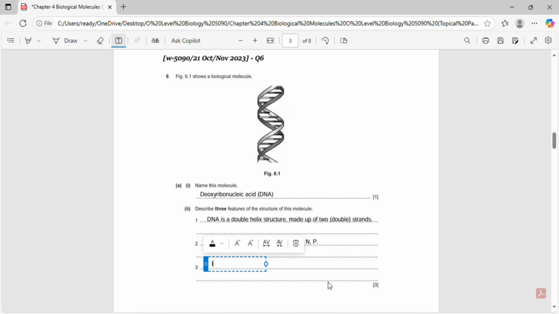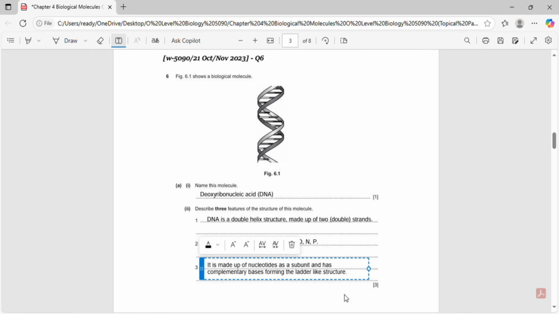And thirdly, DNA is built from smaller subunits called nucleotides. These nucleotides are arranged with complementary bases facing each other, forming the rungs of the ladder-like structure. Adenine pairs with thymine, and guanine pairs with cytosine. These complementary base pairs hold the 2 strands together. So these 3 points, the double helix shape with 2 strands, the key chemical elements, and the nucleotide subunits with complementary base pairing, are enough to answer the question fully and correctly according to our marking scheme.